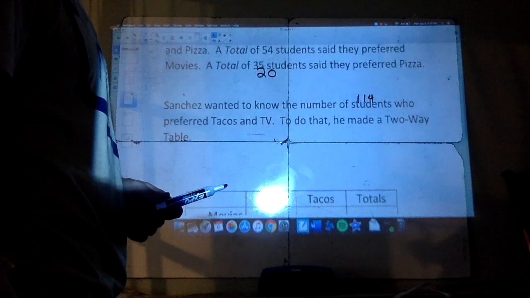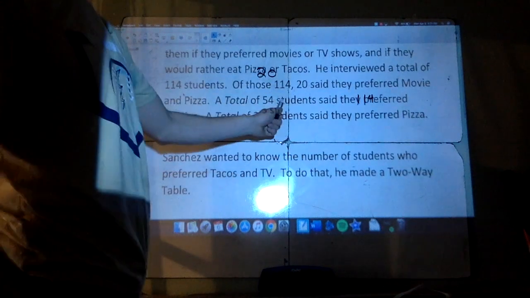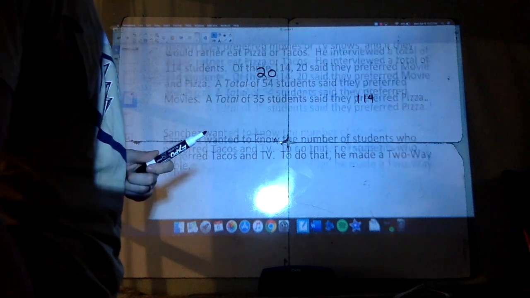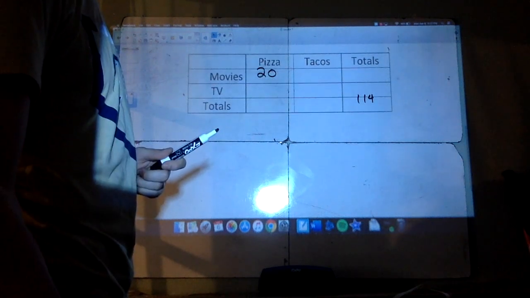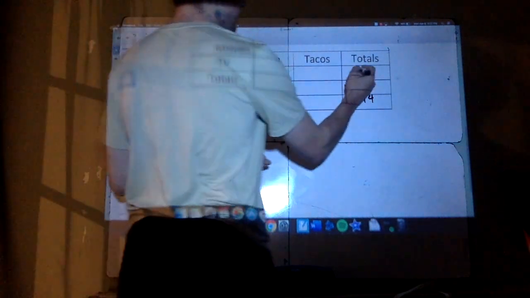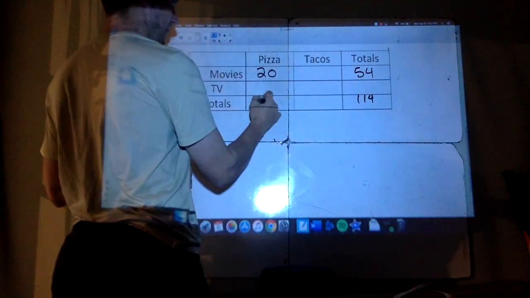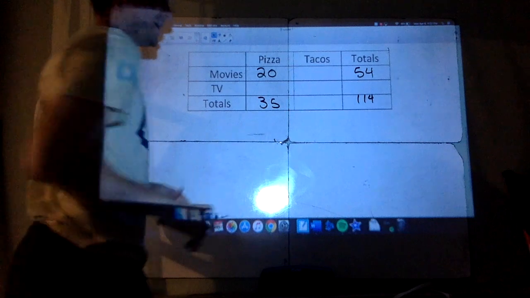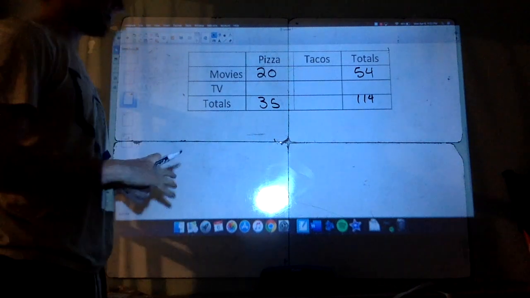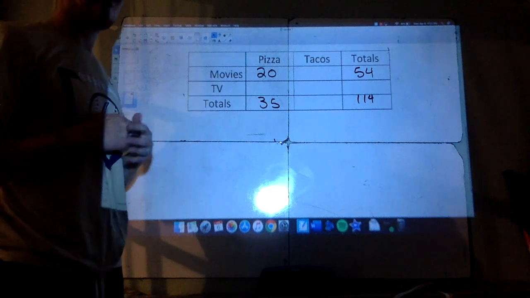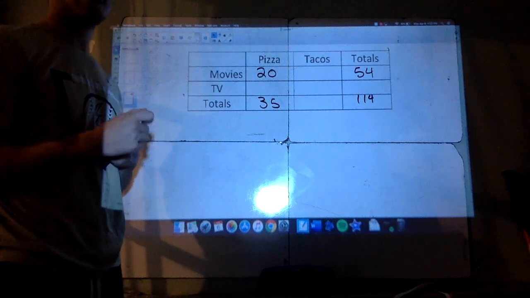Then we have other things. 54 said they preferred movies and 35 said pizza. So how we fill that in is 54 said movies and 35 total said pizza. So I want you to pause the video and try to fill in the rest of this two-way table.